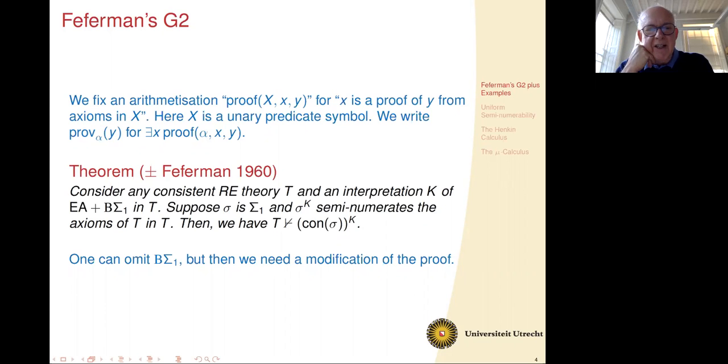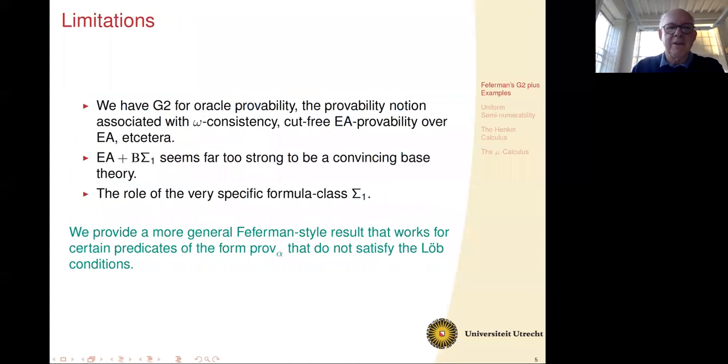Feferman's version says: consider any consistent RE theory T, and consider any interpretation of a sufficiently strong weak arithmetic. In this case, for Feferman's theorem, we need elementary arithmetic, so IΔ0 plus exponentiation, plus Σ1 collection. And suppose that you have a Σ1 definition of the axiom set. Semienumeration simply means that if something is an axiom, then the theory proves that it is an axiom. Then under those circumstances, the theory doesn't prove its own consistency. It's a little bit annoying that you need Σ1 collection, but it turns out that you can omit it; then you need a different proof. And that's one thing that I'm talking about now.